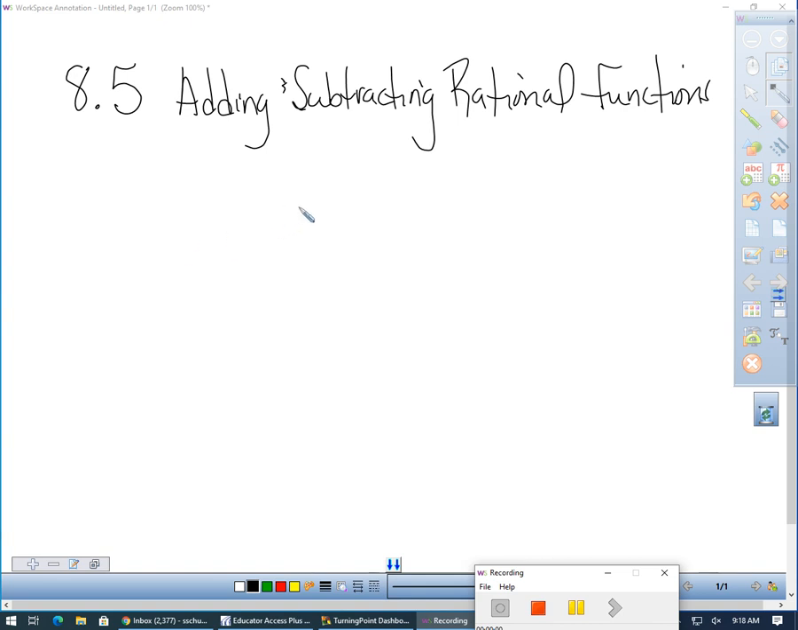So last week we talked about multiplying and adding rational functions. So today we're going to talk about adding and subtracting rational functions. Remember, when you're adding or subtracting fractions, the main key is that you're going to need a common denominator.